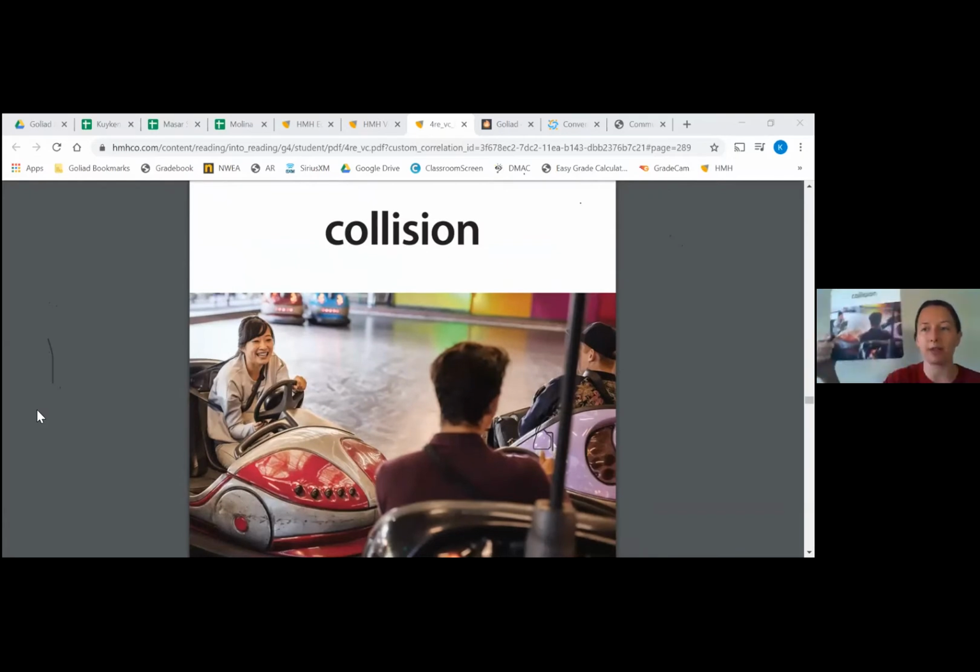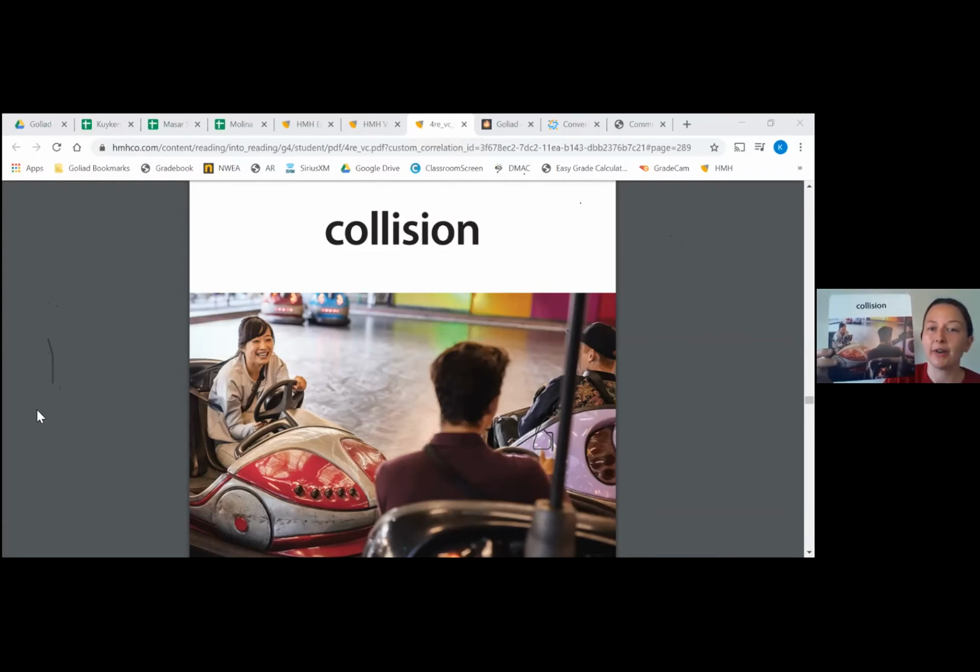Okay, next word is collision. This is our last word for the day. What is the word? Collision. Collision. What do we see in the picture? Bumper cars colliding. Oh, bumper cars colliding. So what does it mean to collide? To bump into each other or crash into.